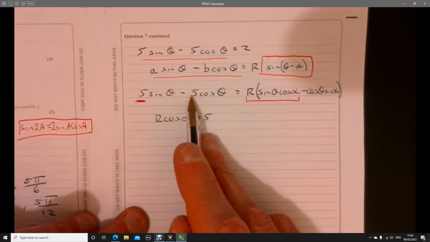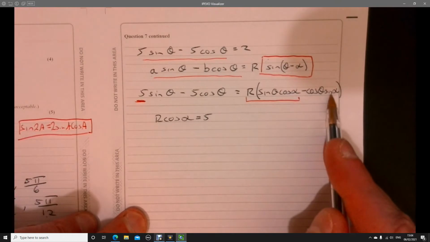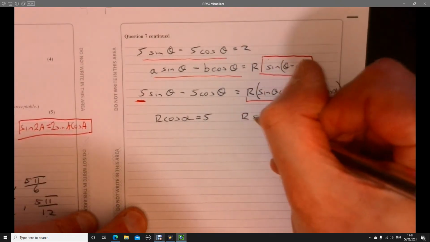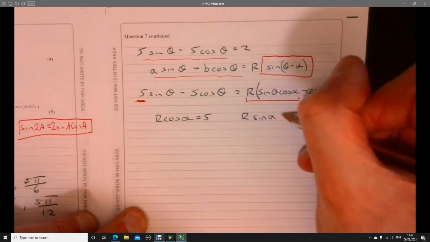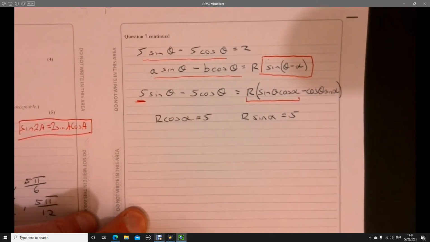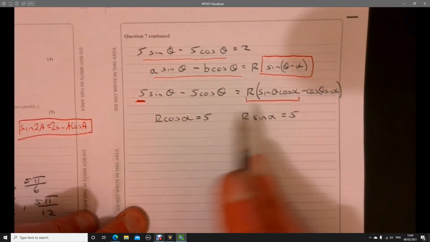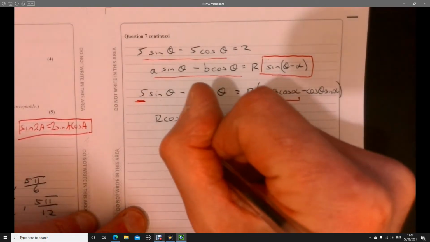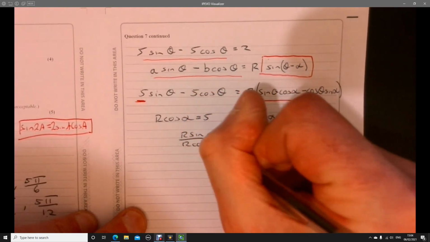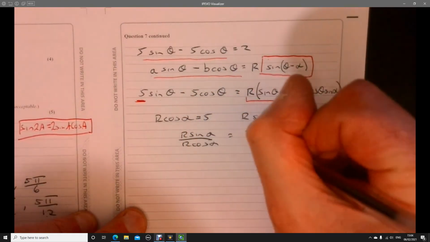Now I'm going to do exactly the same here. So I've got the sine, got the r, must equal 5. So I can write r sine alpha must also equal 5. Now, what do you get if you divide this? If I write r sine over r cos, that's equal to 5 over 5.